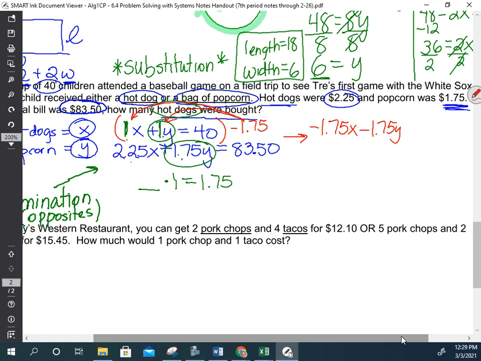You have a calculator? Okay, you can use your phone. That's no big deal to me. Negative 1.75 times 40 is negative 70. So the top equation's good. Take the bottom equation and write it underneath.